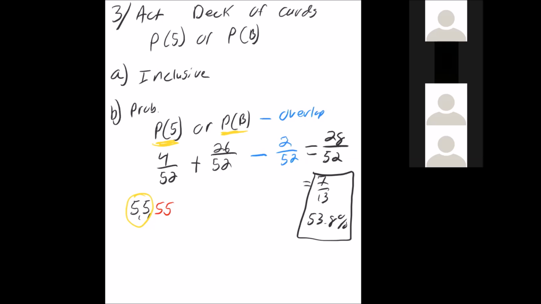Okay. So I'm trying to think what else we got going on here. We've talked about independent, dependent. We've talked about exclusive and inclusive. What to do with the overlaps. Okay. Let's see what else. What else we got here?